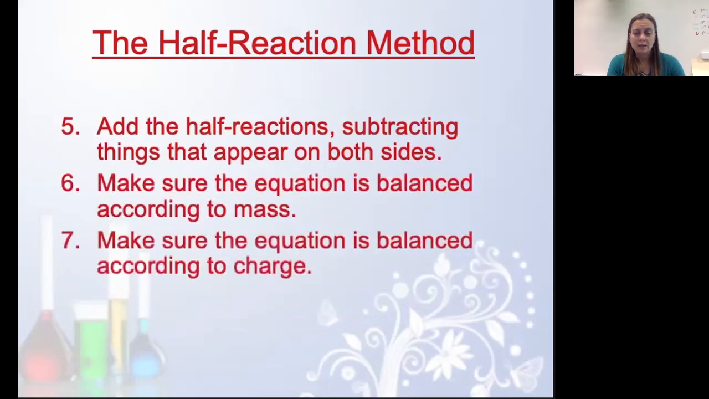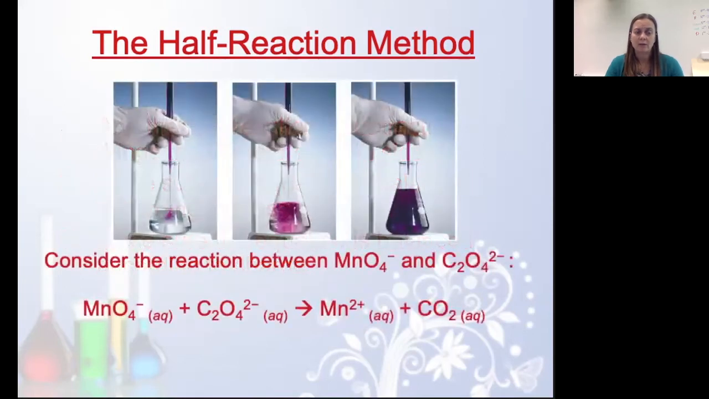Okay, so let's take an example. We have this reaction between the permanganate ion and the oxalate ion. And I'm going to move away from the PowerPoint and I'm going to have you guys watch as I go through one of these.